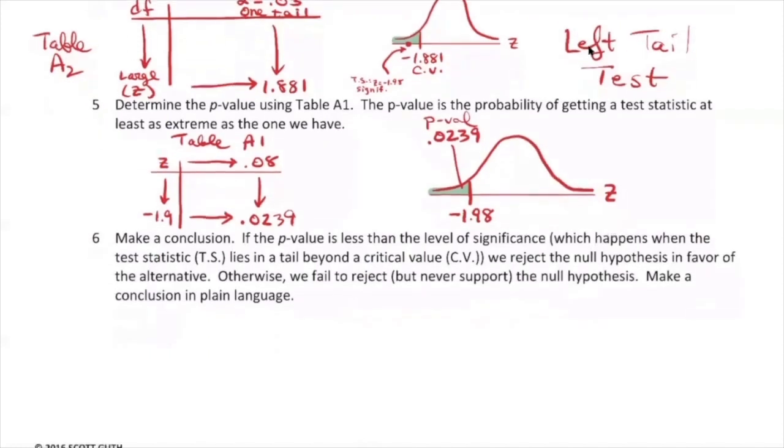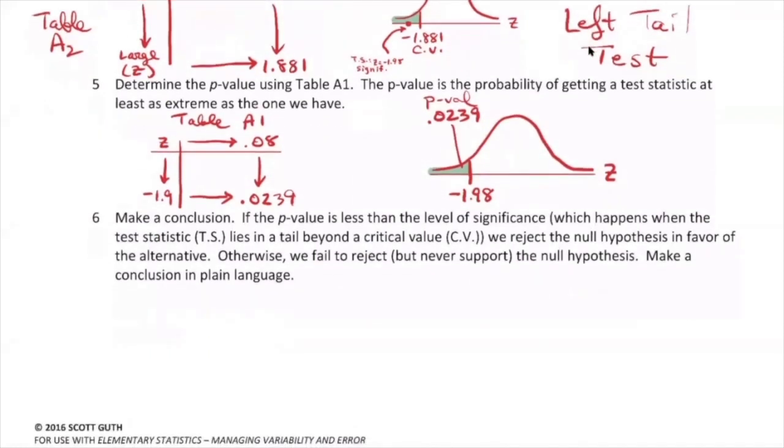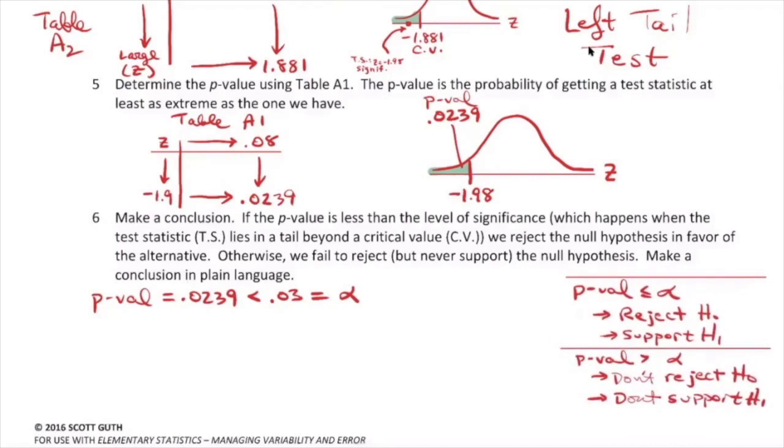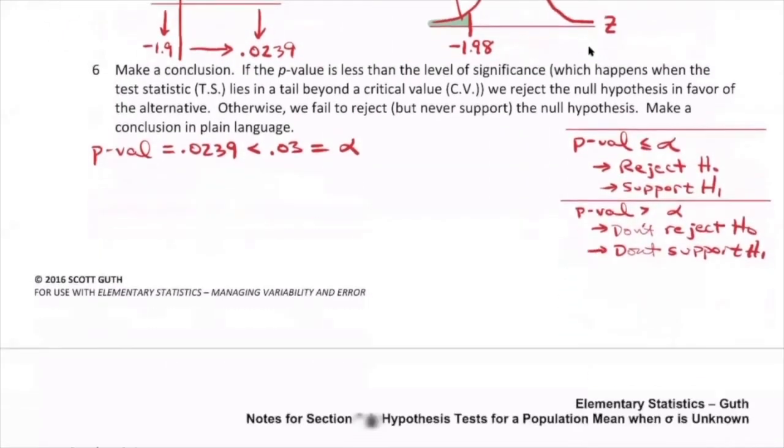Okay, and then you can make your conclusion. Same as before. So our p-value is 0.0239. I'd consider that statistically significant, and it's less than 0.03, which is our alpha level of significance given the first step. And I wonder if I still can paste that last thing I did. Yep. So those are the criteria for making a decision. Okay, if p-value is less than alpha, you reject the null hypothesis, support the alternative.